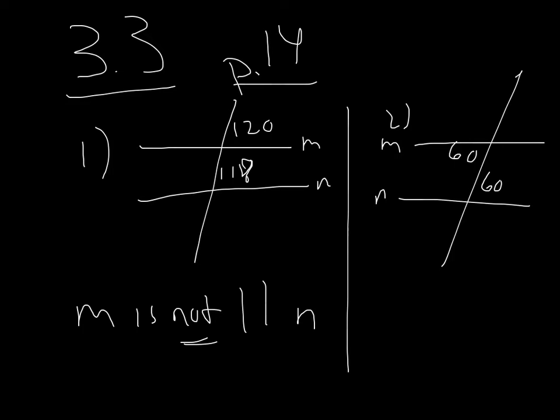In question 2, we see that those two angles of the 60-degree markings are alternate interior angles. And we know the theorem says if the alternate interior angles are equal, then the lines are parallel. So it would seem true that since the alternate interior angles are equal, going the other way, the lines must indeed be parallel.